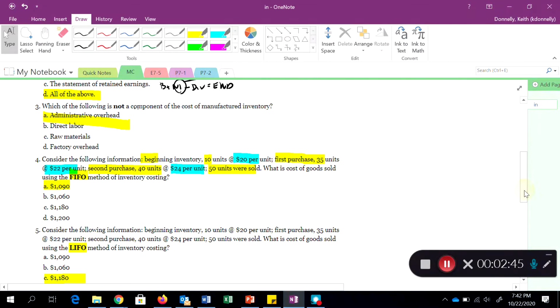Number 3 says, hey, which of the following is not a component of the cost of manufactured inventory? So manufactured, we said, hey, these are the people who make the inventory. Definitionally, we know that's our raw material, our factory overhead, direct labor. It's going to be A, administrative overhead. I'm not as concerned about manufacturing inventory for the exam. That's more of a cost accounting class. What they're doing here is just laying the framework for when you get into that class, that you know we have to have separate inventory for the people who manufacture the inventory.